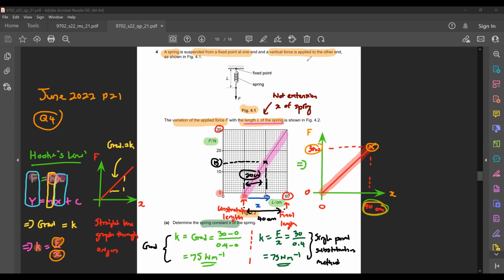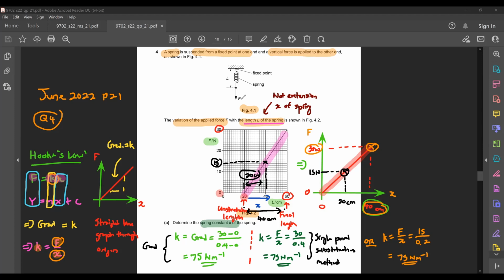All right. So if we translate it to our graph, we are looking at somewhere around here, where our extension is 20 centimeter and our force is 15 Newton. So if we pick this point and use the equation K equals F over X, if we sub it in, we get 15 divided by 0.2. We're going to get back the same exact answer.